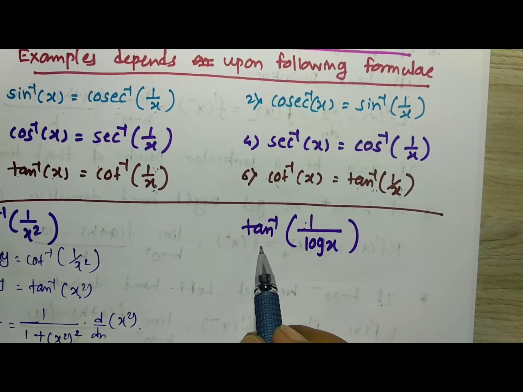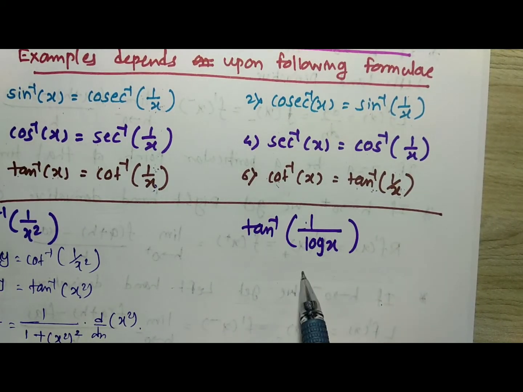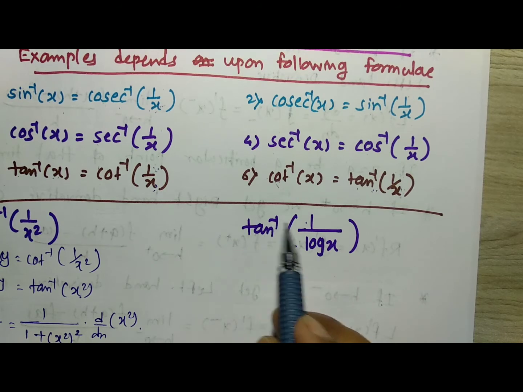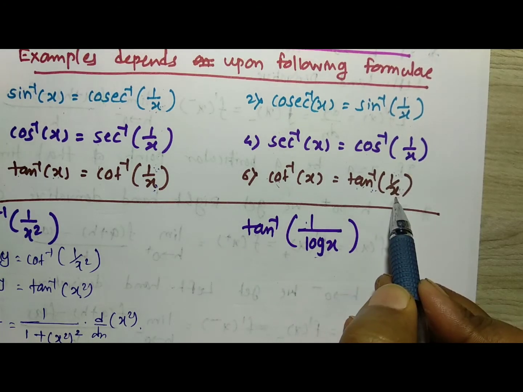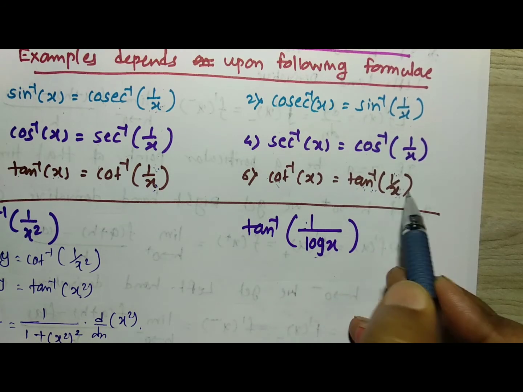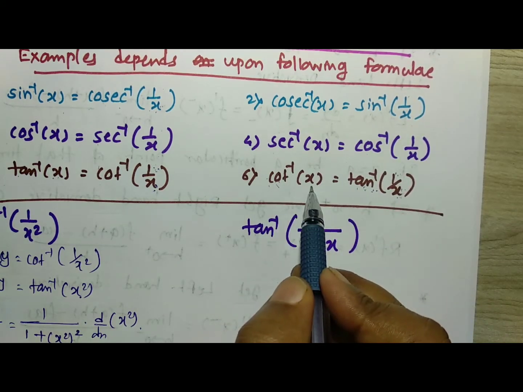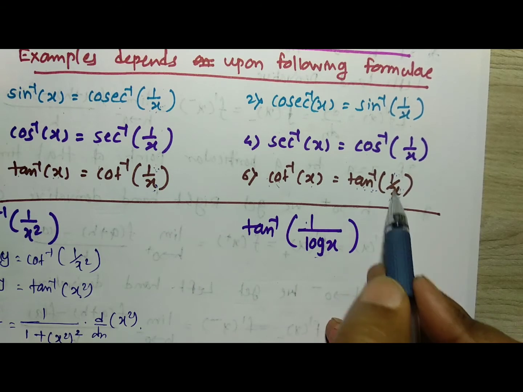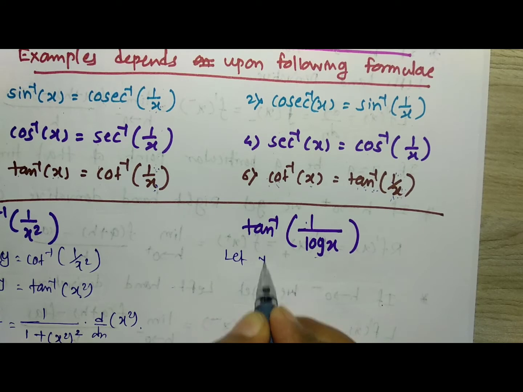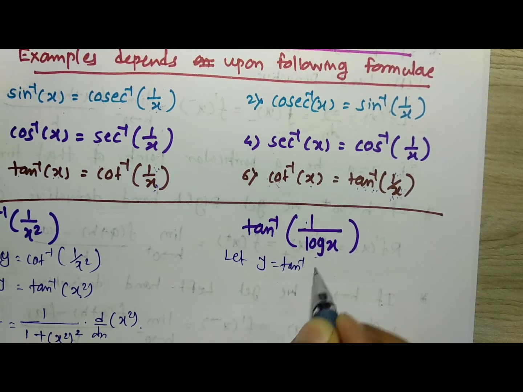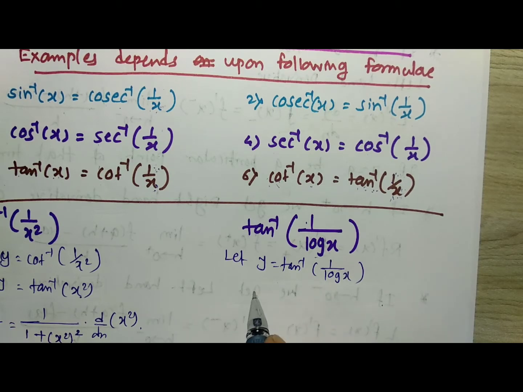Similarly, you can perform the derivative of tan inverse 1 divided by log x. Tan inverse 1 divided by x is cot inverse x. That means you have to take the reciprocal here, and therefore consider let y is equal to tan inverse 1 divided by log x, and we have to use the formula y is equal to cot inverse log x.